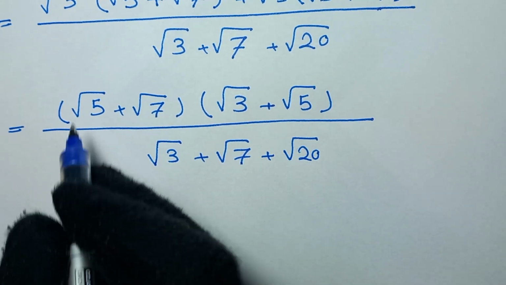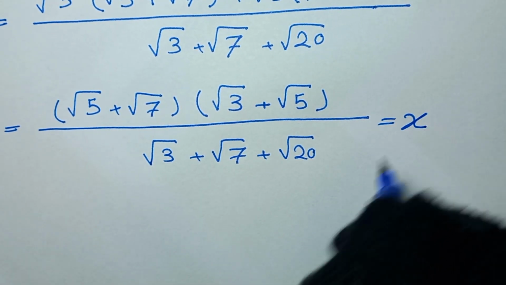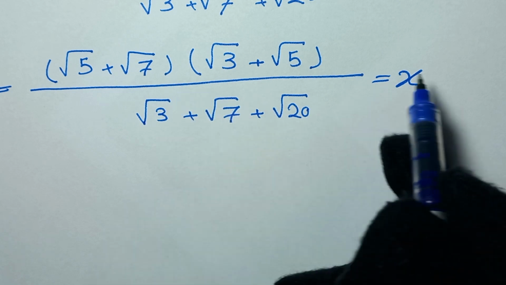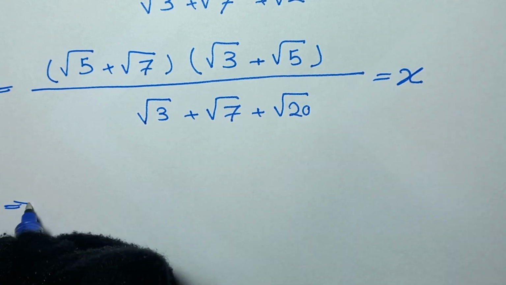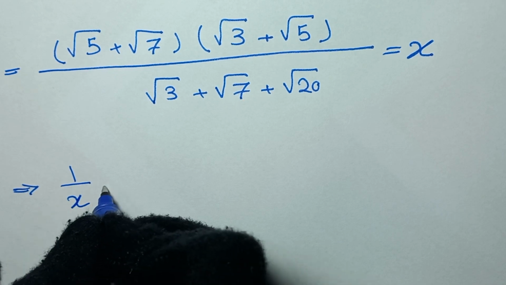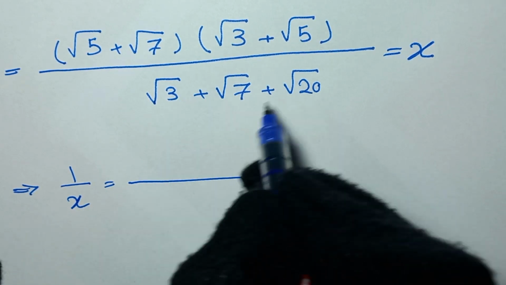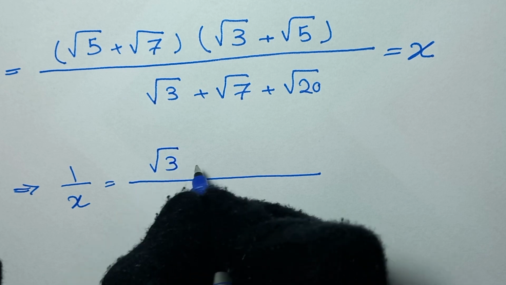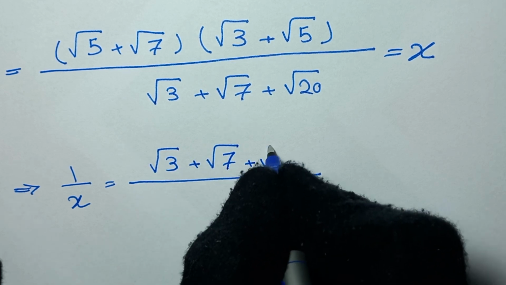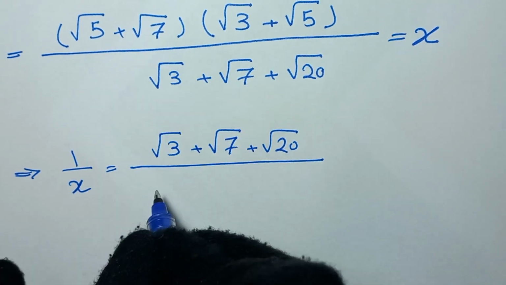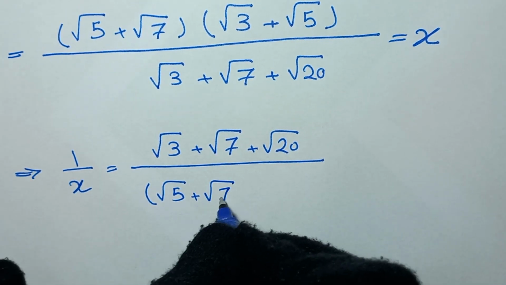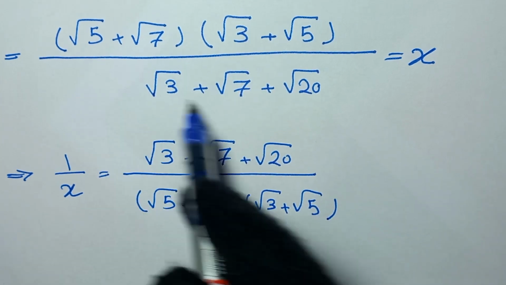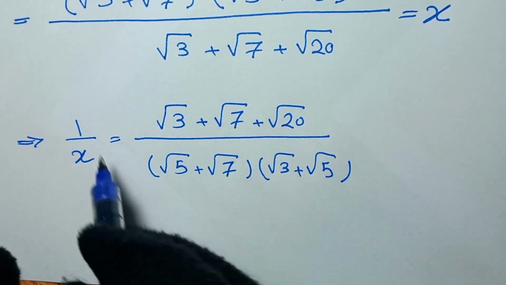And in next step, let this fraction be x. So we want to find the value of x, right? And in next step, we take the reciprocal of both sides of this equation. So this x, in here it will be 1 over x. And in here, we write this in numerator and this in the denominator, right? So we write in here square root of 3 plus square root of 7 plus square root of 20 over this square root of 5 plus square root of 7 times square root of 3 plus square root of 5, right? So in here, we take the reciprocal of both sides of this equation, and this is equal to this, right?